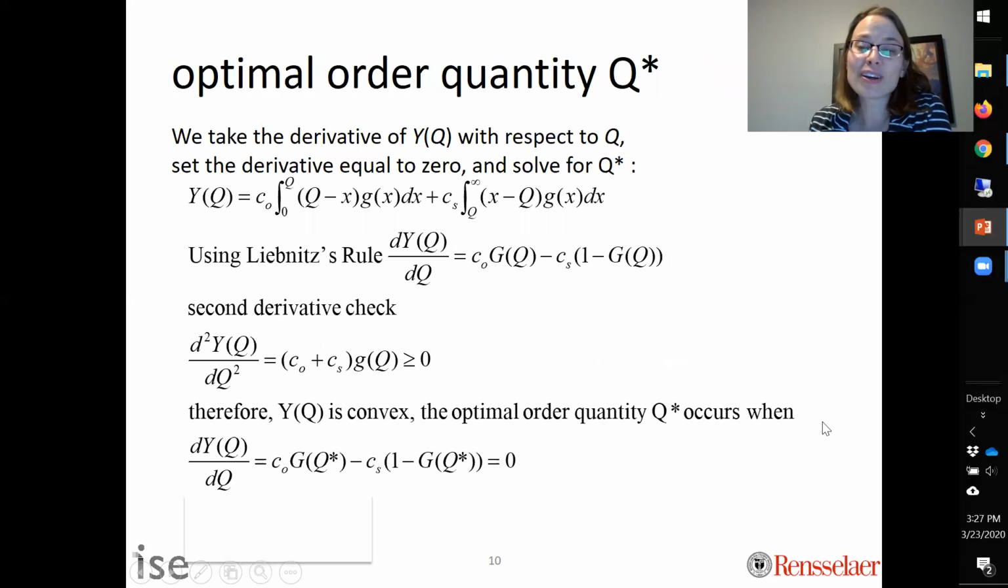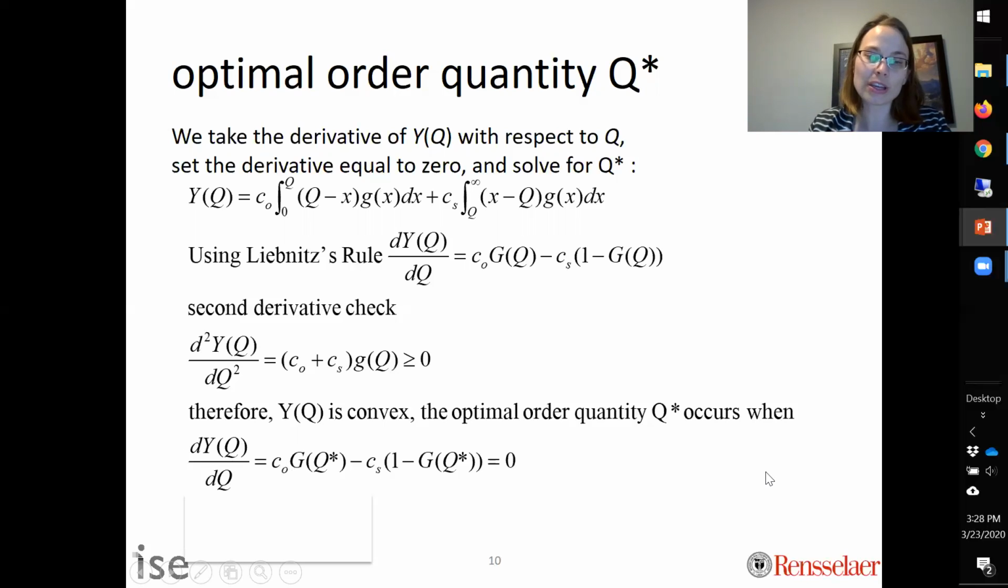How do we figure out the minimum? We need to take the derivative. We're trying to find Q, where Q star is the minimum of this function. So we take the derivative of y of Q with respect to Q, set the derivative equal to 0, and solve for Q star. We can also check the second derivative, and because that's greater than 0, we know it's convex, so the minimum will occur at this point. If we take the first derivative with respect to Q and set it equal to 0, we get this last equation on this slide.